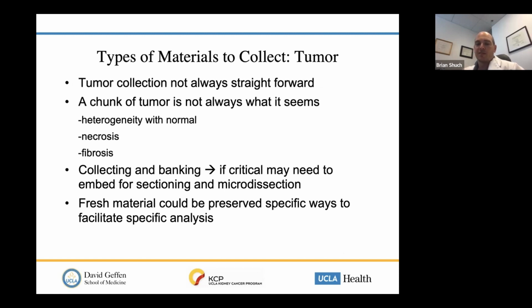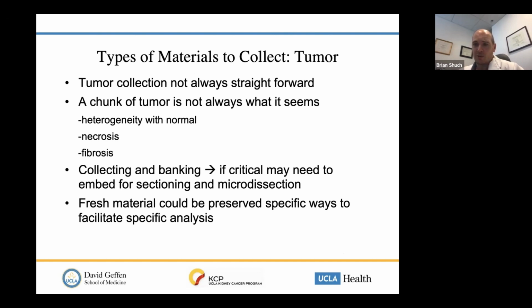And then the tumor, obviously, is not always straightforward. A chunk of tumor is not always what it seems. Heterogeneity is clearly a problem. Necrosis, fibrosis. Sometimes if you really need pure tumor, or the best you can get, you can embed it in OCT and then put it in the cassette section, and see what you want.